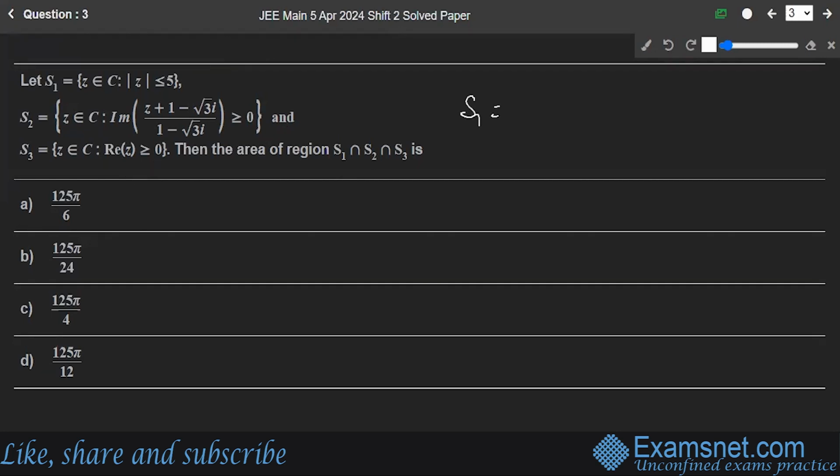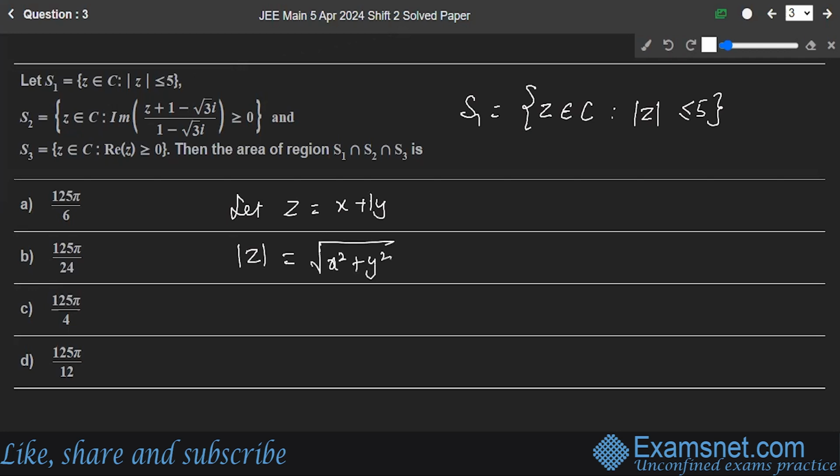So the very first one, you have S1 as the set of elements Z, where Z belongs to complex numbers such that the modulus of Z is less than or equal to 5. Let's say Z is equal to x plus iota y. What will be the modulus of it? It will be given by root of x squared plus y squared. So this is less than or equal to 5, or x squared plus y squared is less than or equal to 5 squared. If I change the inequality into equality, this is the equation of the circle having radius 5.